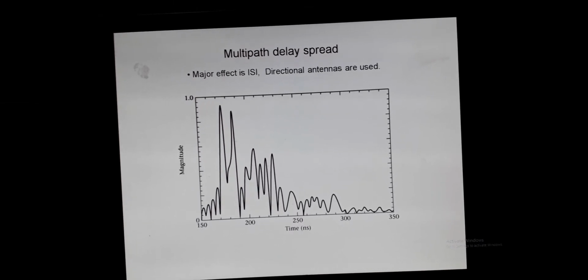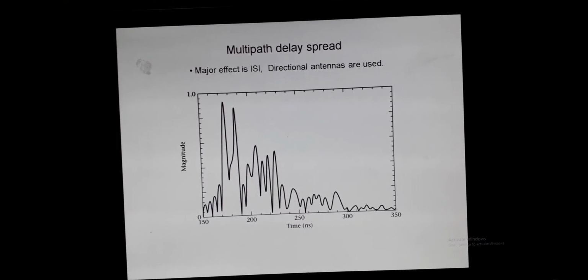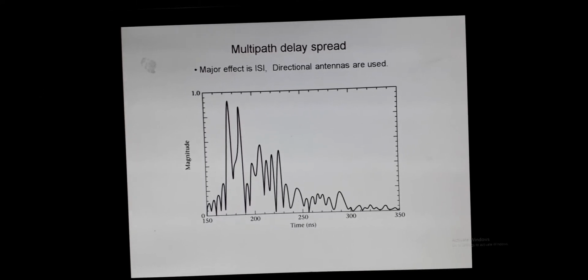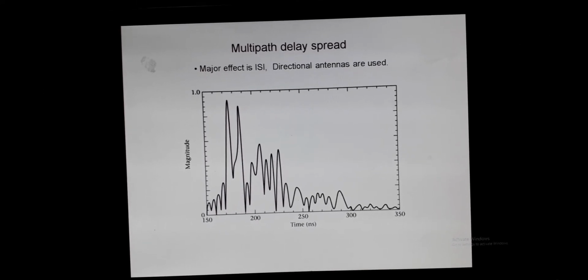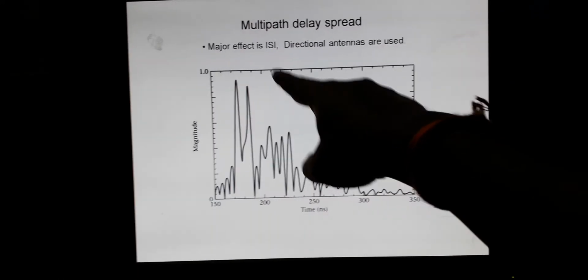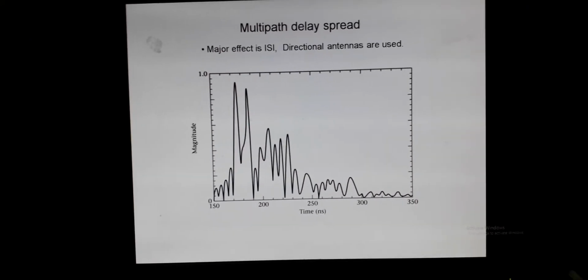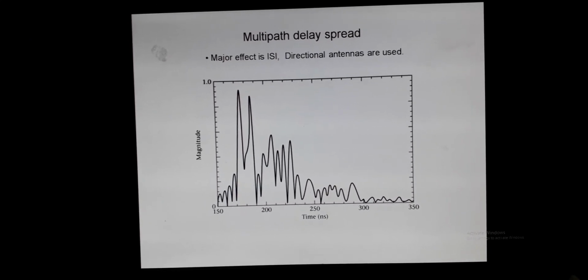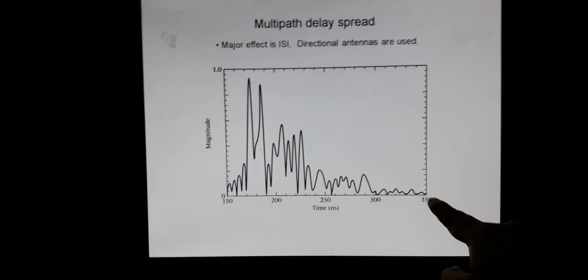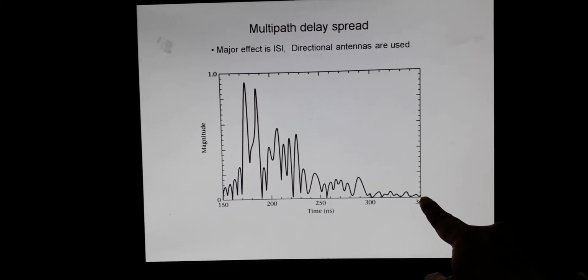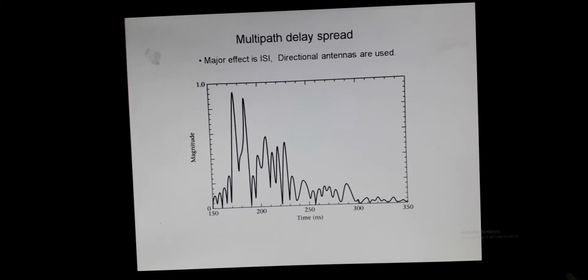When you consider multipath delay, the curve obtained between magnitude and time is almost random. The variation is very random. Interestingly, at 350 nanoseconds, it is almost reaching zero.